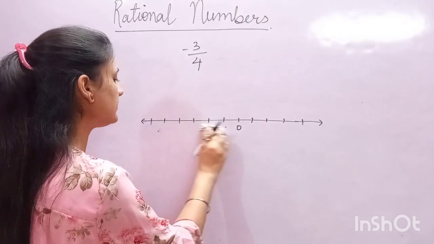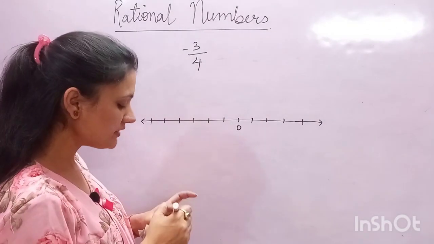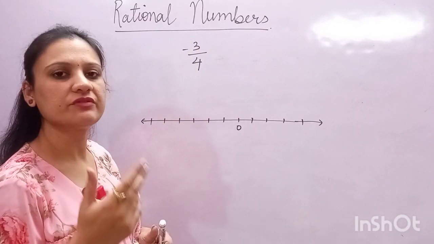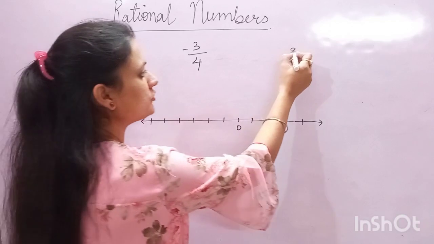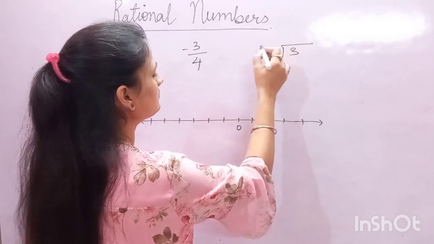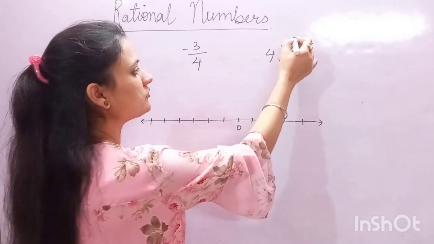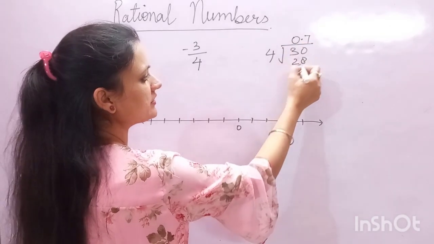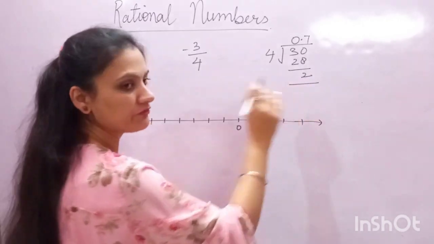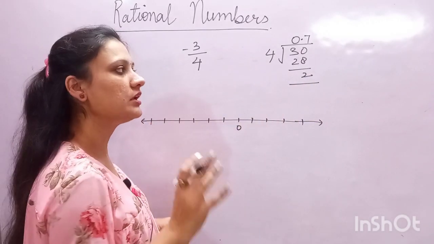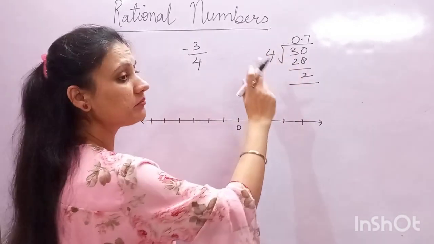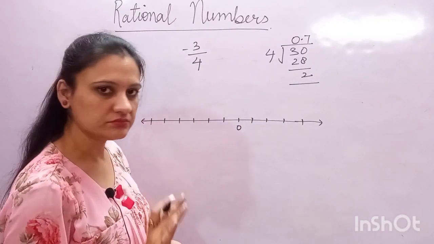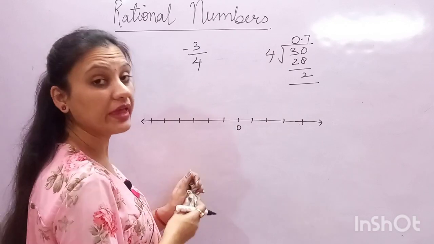First let us understand one thing. Minus 3 by 4. Let's talk about 3 by 4. If you divide 3 by 4, what will you get? We write 0 here, put a decimal, and 4 7s are 28. Leave the denominator. What we understood is that the number will lie between 0 and 1. This is what we understood. But where should it lie?